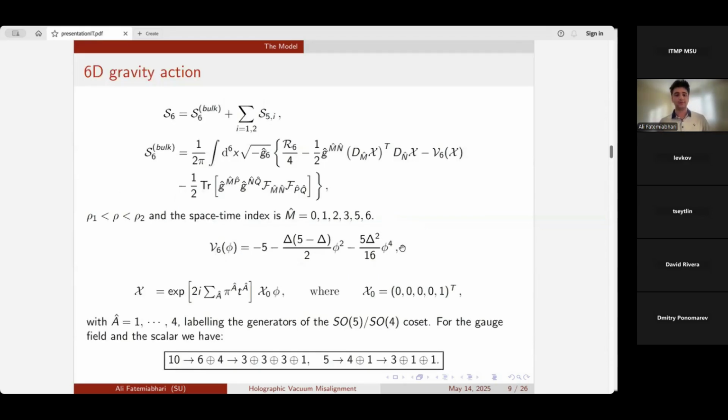So here I will start giving a description of the field content of the gravity side. As I mentioned, the gravity should be a 6D theory plus some boundary terms. The 6D theory is a minimally gauged gravity. It's a bottom-up model. There is a Ricci scalar, and there is a scalar called chi with some potential, and the scalar is charged under gauged SO5 symmetry with this F_MN type of Lagrangian.